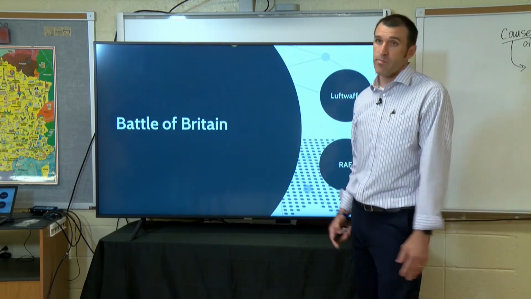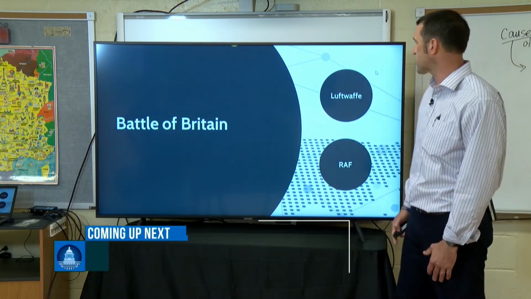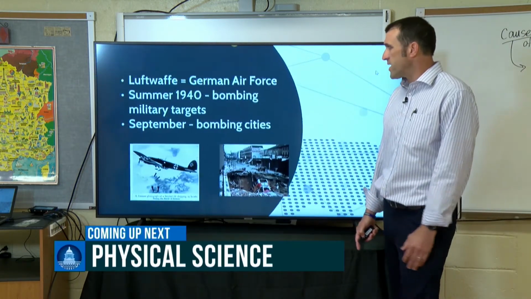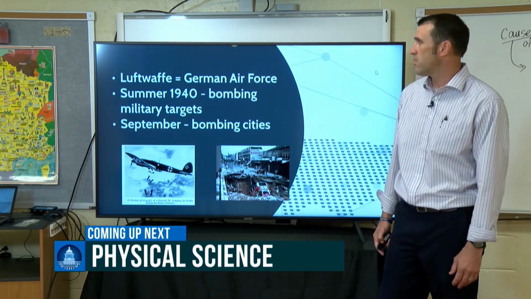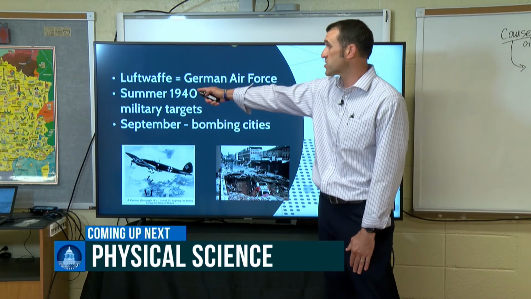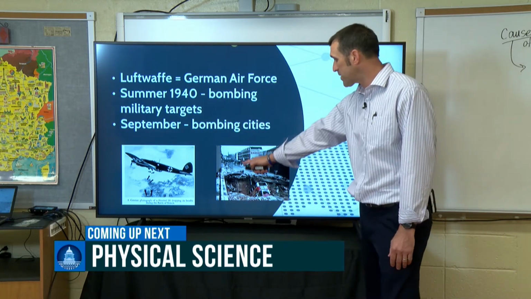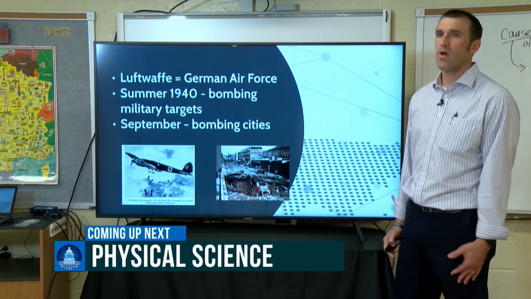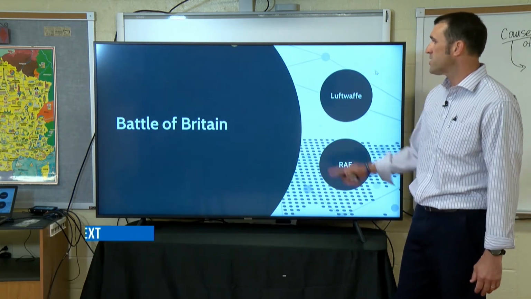And so the Battle of Britain began, and because they're not connected by land, there had to be a different strategy. The German Air Force, called the Luftwaffe, started bombing in the summer of 1940. It started with military targets, and then started bombing cities just to try to demoralize the British people. The British people were able to stay strong.